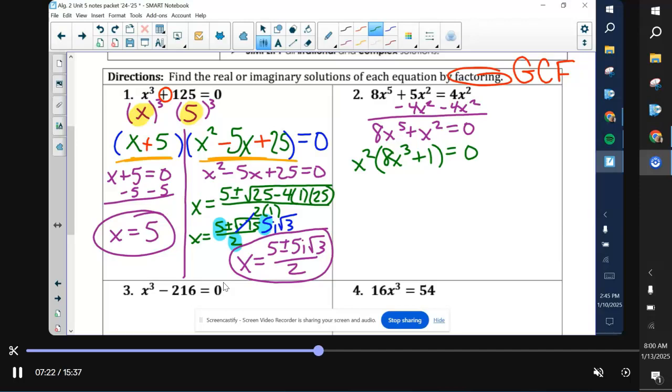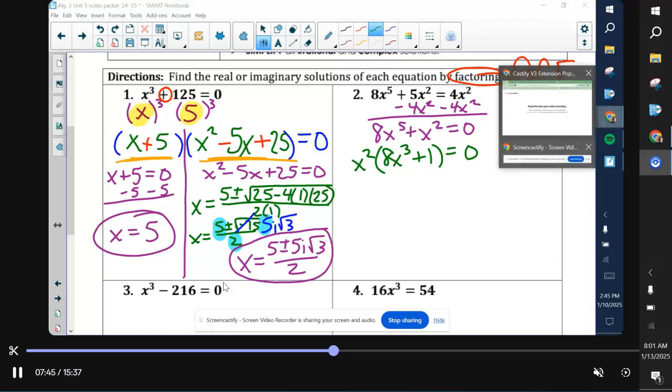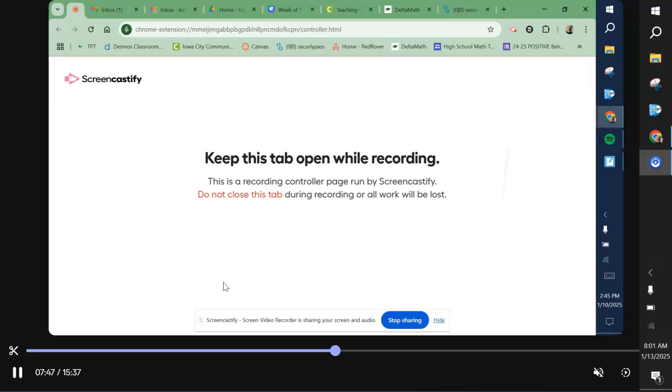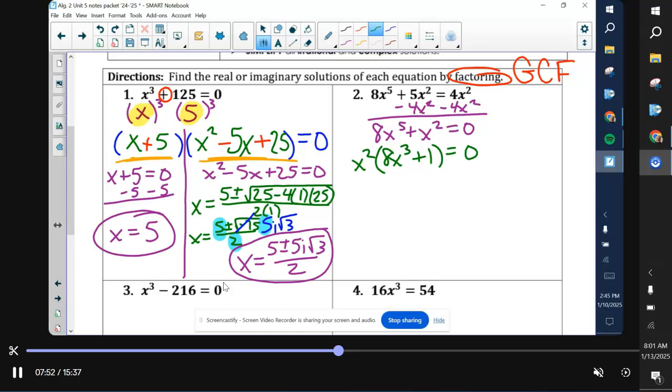My x squared on the outside I'm done with. Now I can take a look at my 8x cubed plus 1 and factor that further. I see 2 terms separated by a plus, which means a sum of cubes. So I ask myself, what do I cube to get 8x cubed? Okay, looks like we're going to pause, finish that out. If you haven't paused yet, pause, and then come back and we will check our answer.